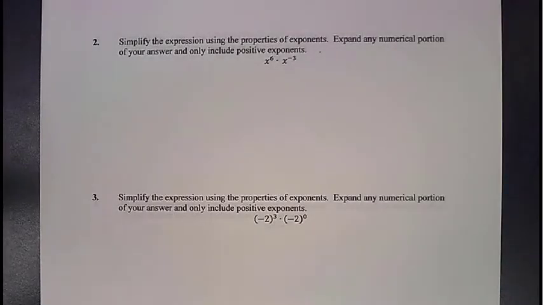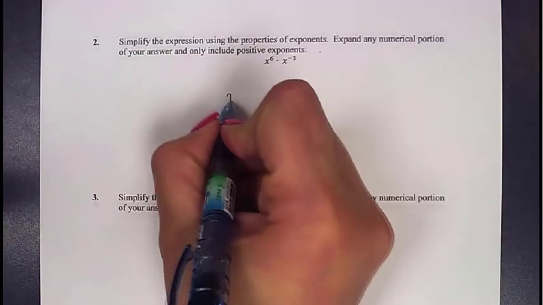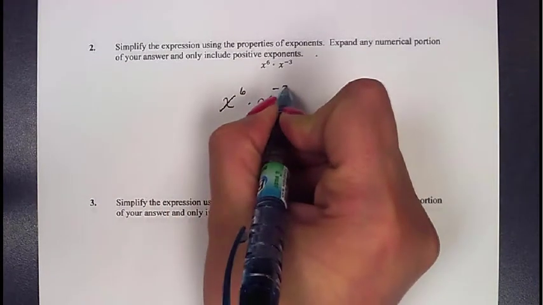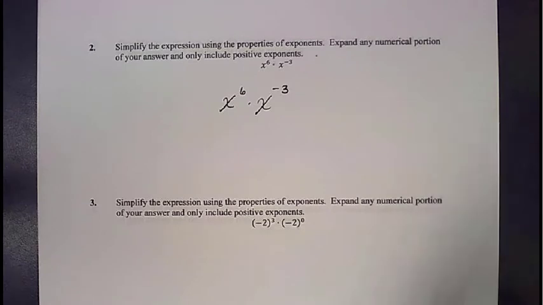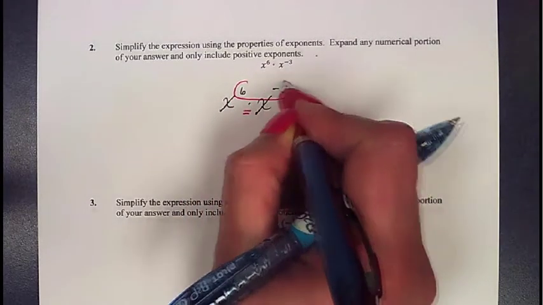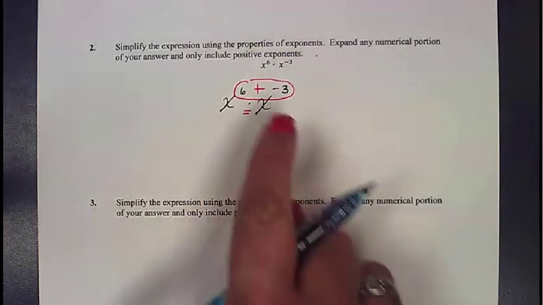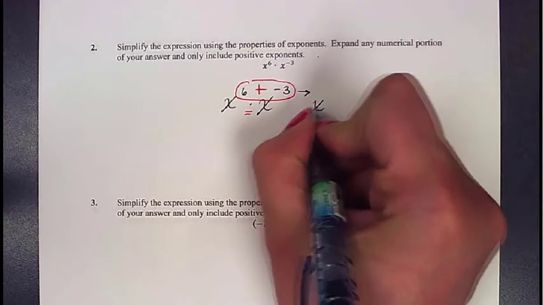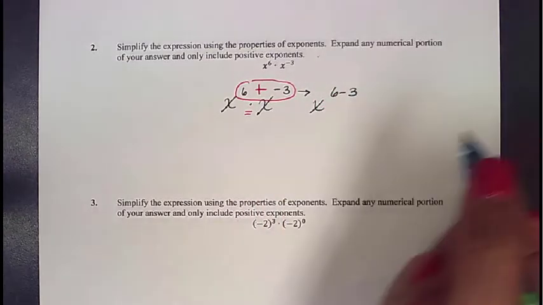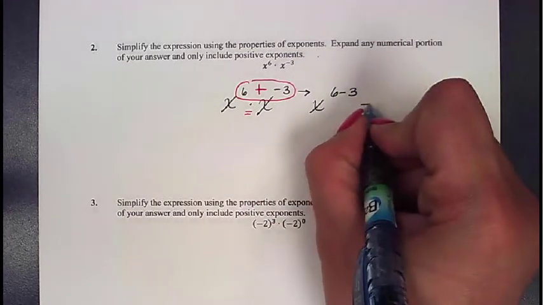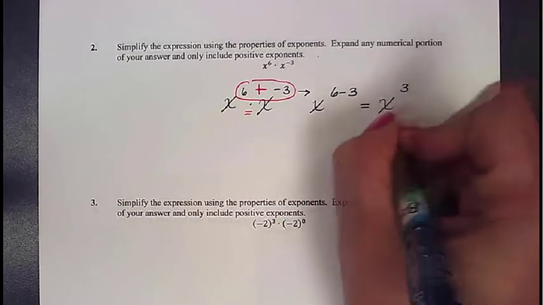Okay, so for our second example, we're still looking at multiplication, our multiplication rule. So we have x to the 6th times x to the negative 3. And this is one of the ones where you need to be very careful about your signs. Since we are multiplying again, we're still taking these two exponents and adding them. But we are adding 6 to a negative 3, which is the same thing as saying x to the 6th minus 3, because adding a negative is the same thing as subtracting. So 6 minus 3 would give us x to the 3rd power. This would be our answer.